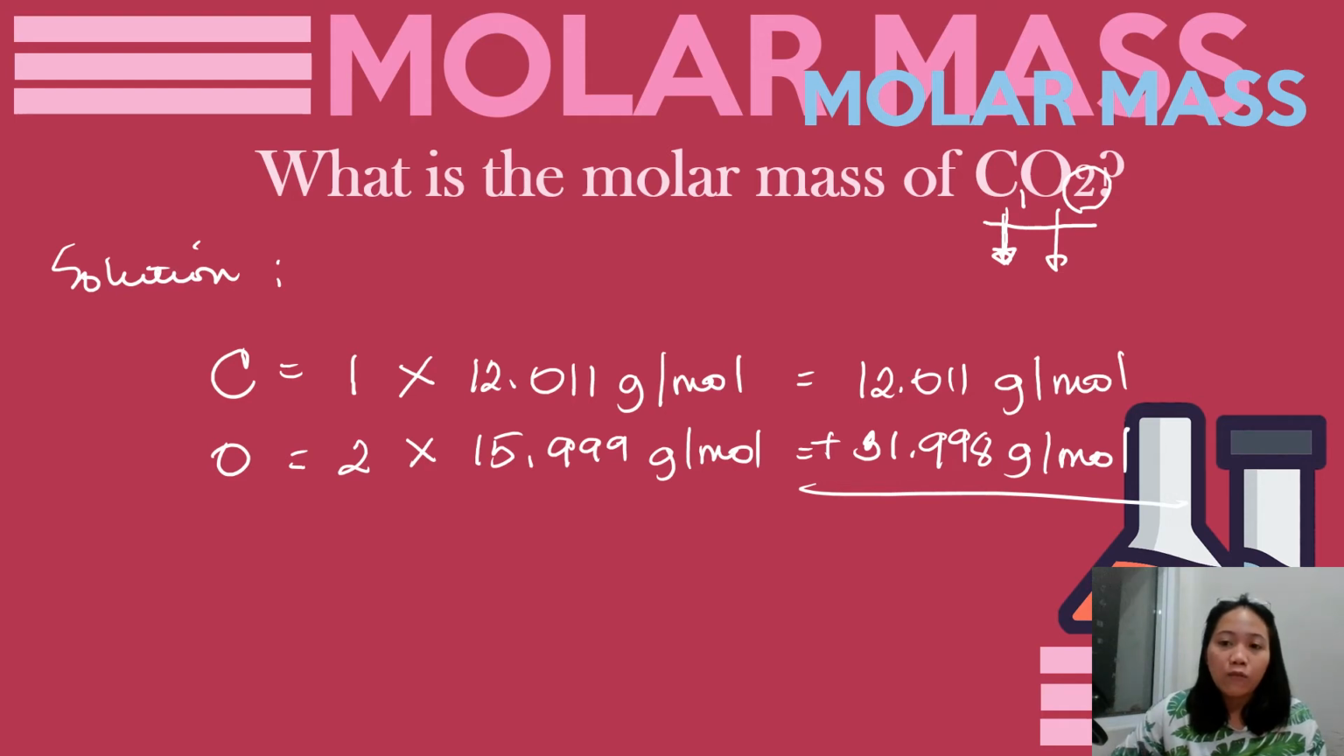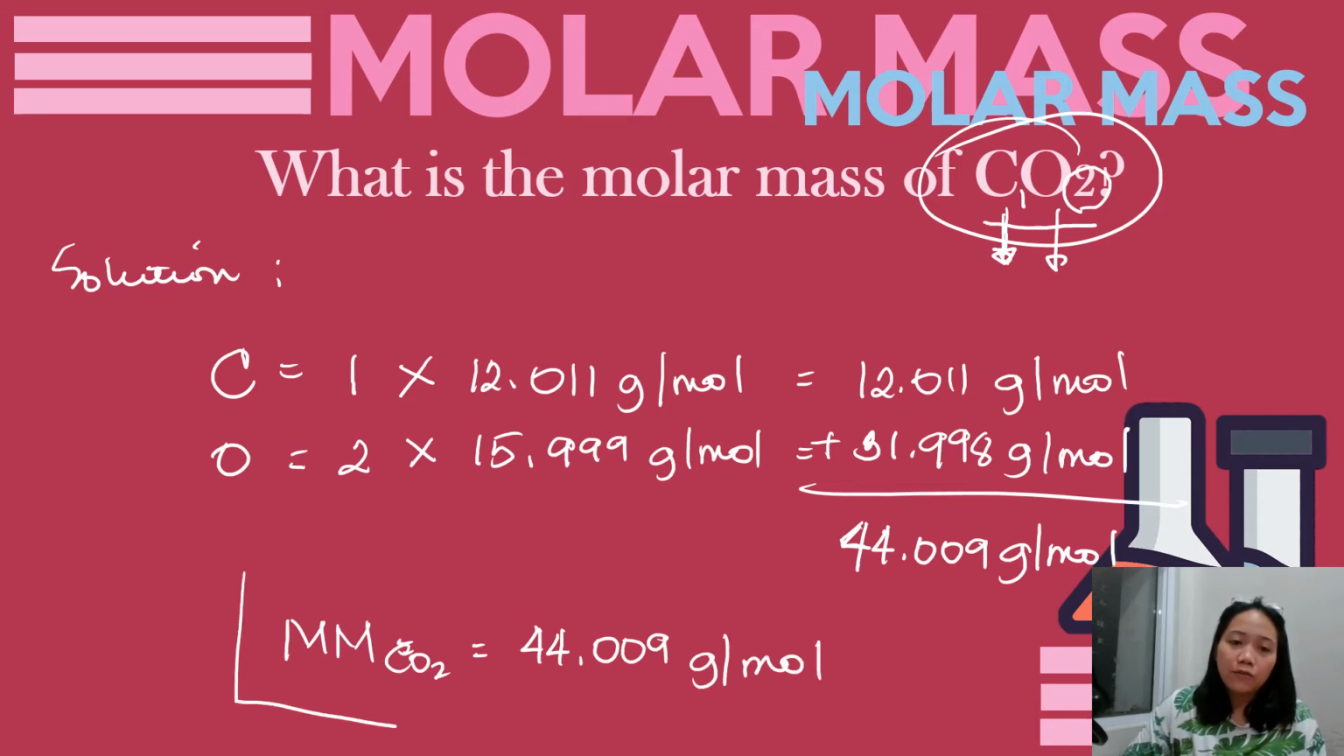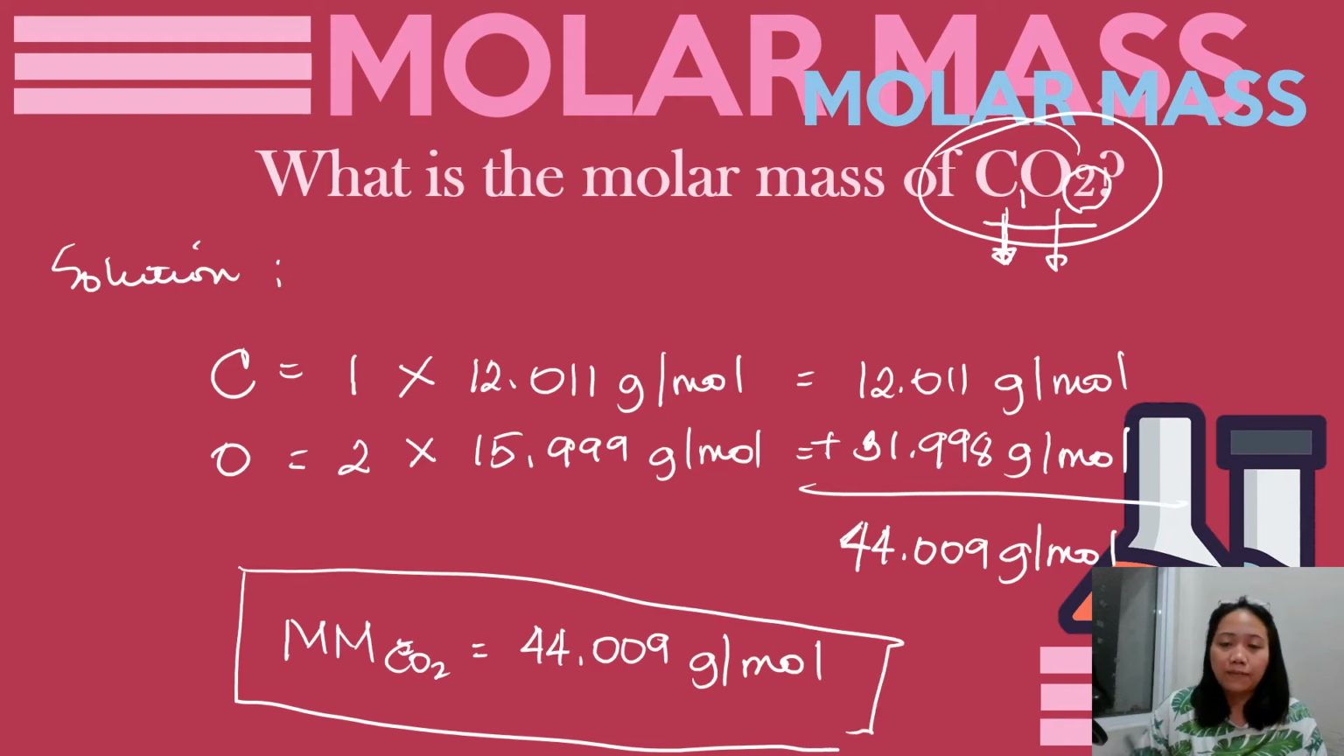Why? Because we are looking for the molar mass of carbon dioxide. So technically, we're just solving for the total mass of every element that is in the compound. If you add those products that you have, that would be 44.009 grams per mole. That means that the molar mass of carbon dioxide is equal to 44.009 grams per mole. Then please don't forget to box your final answer. Okay, let's have another one.